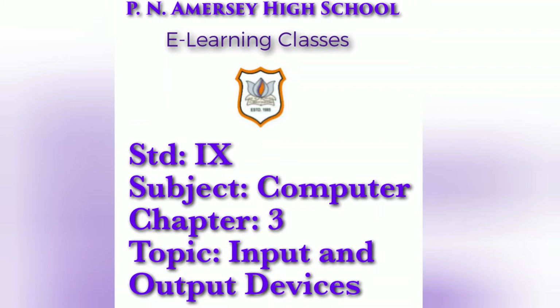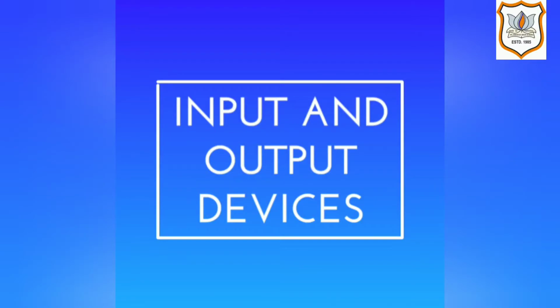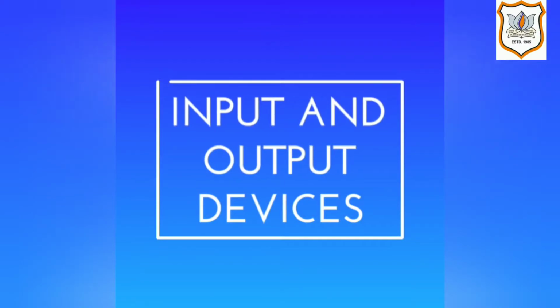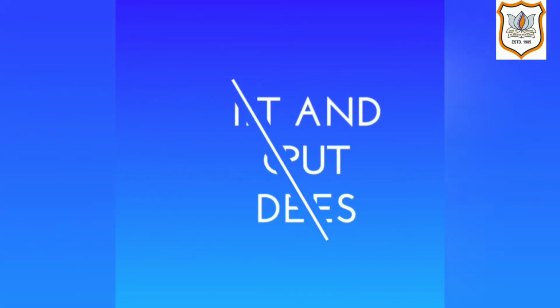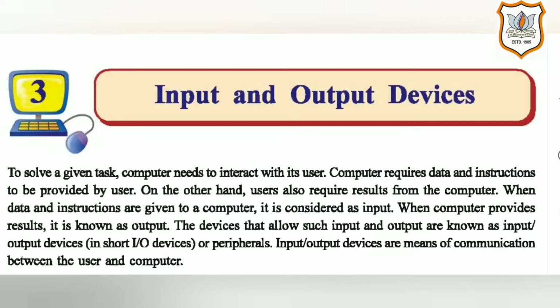Hello students, today we will start our third chapter and the topic is input and output devices. To solve a given task, computer needs to interact with its user. Computer requires data and instructions to be provided by user. On the other hand, user also requires results from the computer.